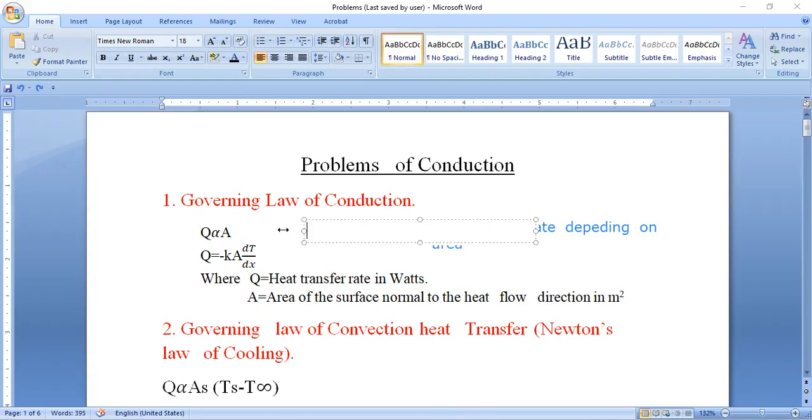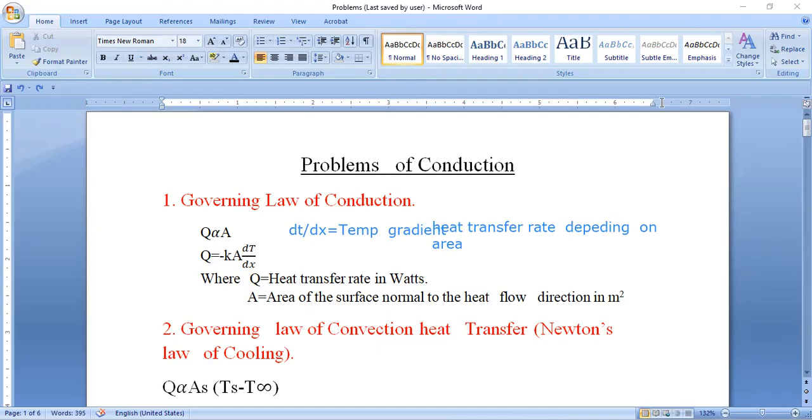temperature gradient. dT by dx is equal to the temperature gradient. See, this is the governing law of conduction heat transfer.